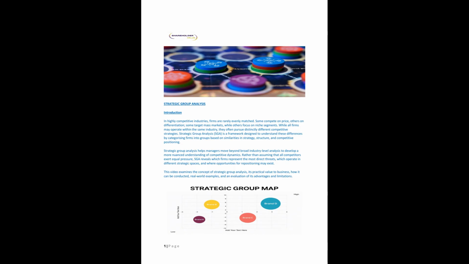The images here, including the strategic group map, visually represent how brands can be positioned differently based on key factors, helping to clarify where each stands in relation to others.